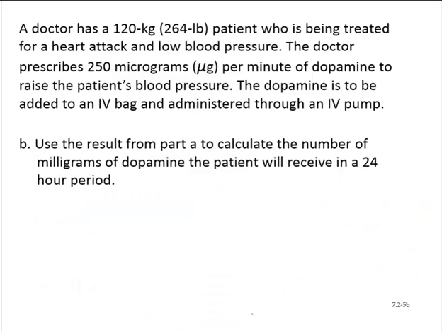Use the result from Part A to calculate the number of milligrams of dopamine the patient will receive in a 24-hour period. Alright, so we know that the milligrams of dopamine the patient receives in 1 hour, we had 15 milligrams per 1 hour. And so now the patient's going to receive in a 24-hour period. If I multiply this by 24 hours, notice how the hours remove.